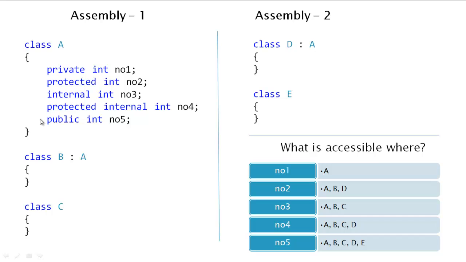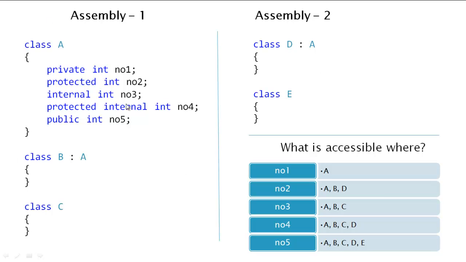Now, let us check the accessibility of these members. Number 1 will be available only in class A because it is private, while number 2 will be available in A, B, as well as in D because B and D are both derived from class A. So a protected member will be available to derived classes as well, irrespective of which assembly it is in.